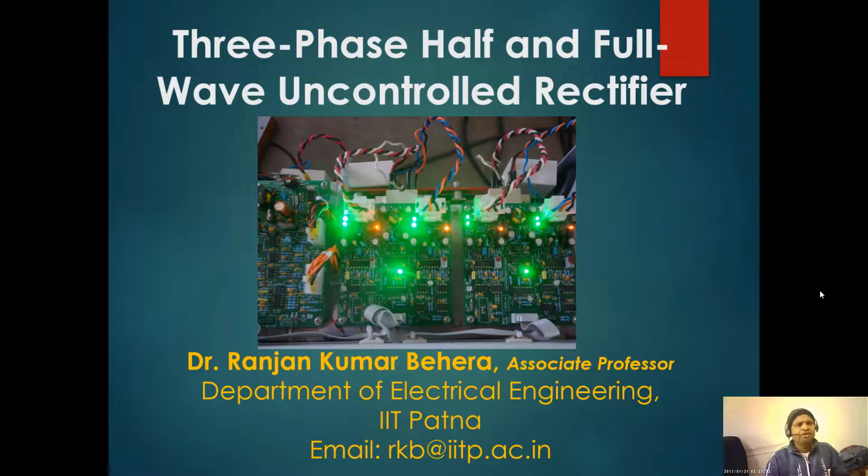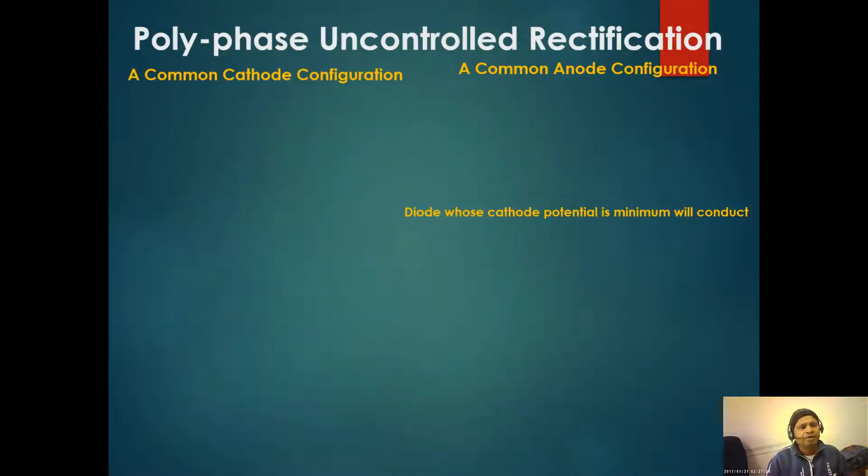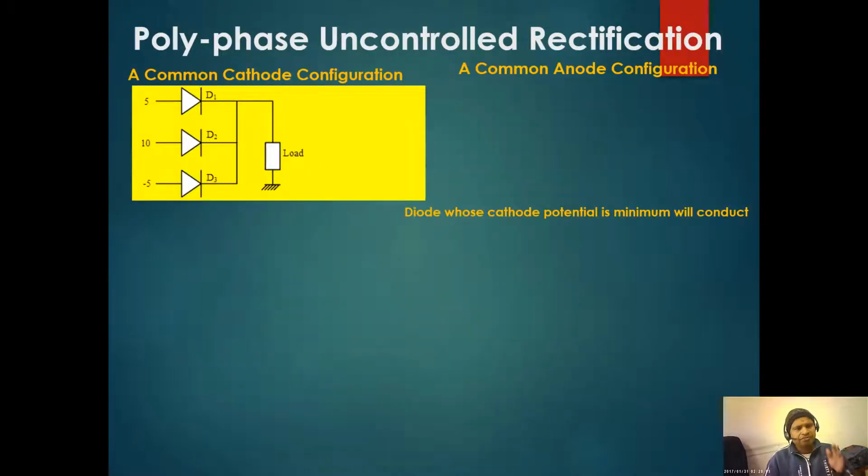Today we will discuss the three-phase half and full wave uncontrolled rectifier. Today we will see a simple three-phase common cathode configuration. If you see, all the cathodes are connected together. So this is called the common cathode, which is connected to the load.